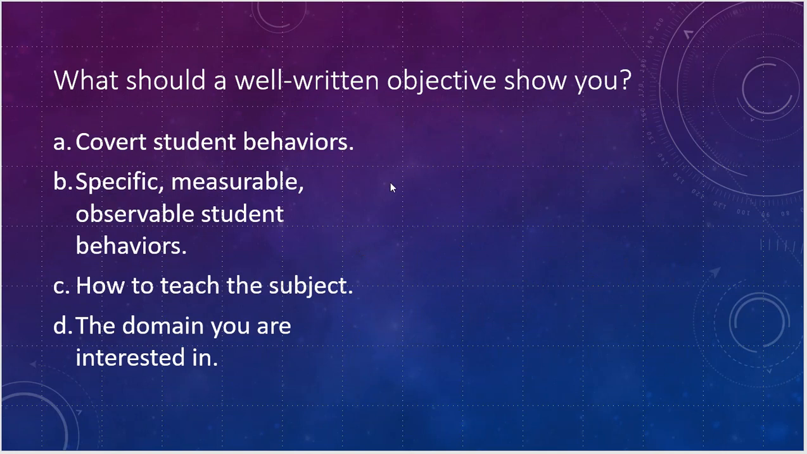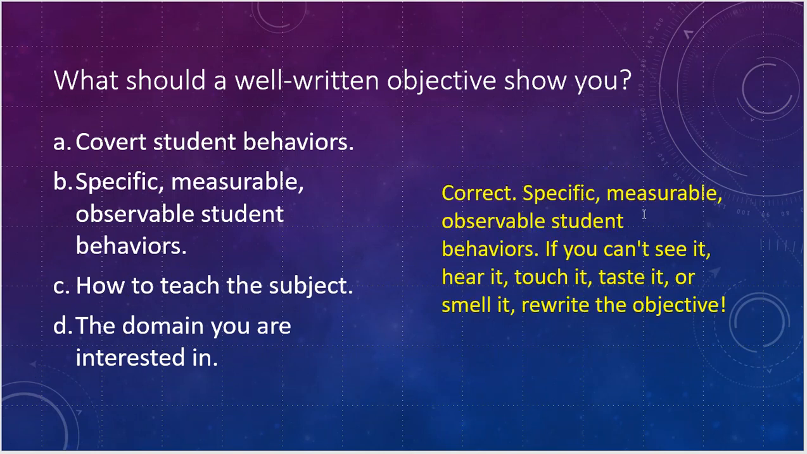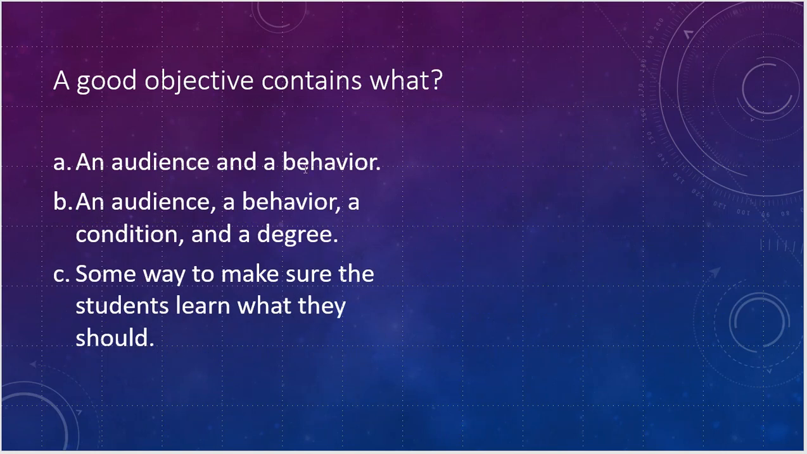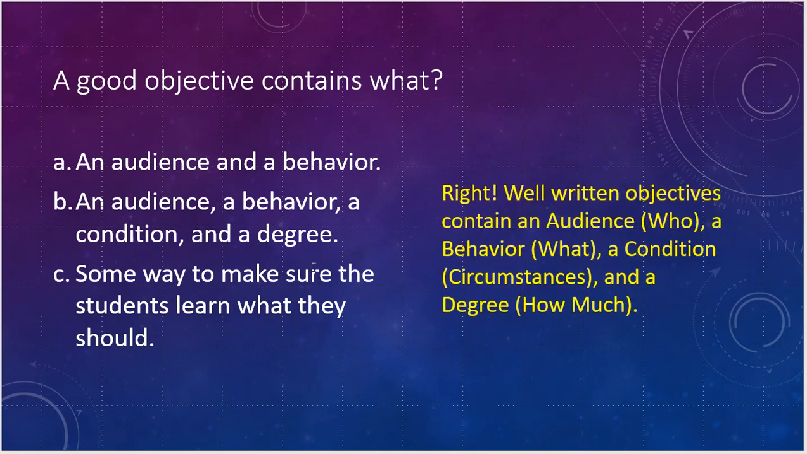All right, what should a well-written objective show you? Should it show you covert student behaviors? Should it show you specific, measurable, observable student behaviors? Should it show you how to teach the subject? Should it show you the domain you're interested in? Correct. It's specific, measurable, observable student behaviors. If you can't see it, hear it, touch it, taste it, or smell it, you need to rewrite the objective. Okay, here's another one. A good objective contains an audience, a behavior, a condition, and a degree, some way to make sure the students learn what they should. Right. It has to have audience, behavior, condition, and degree.